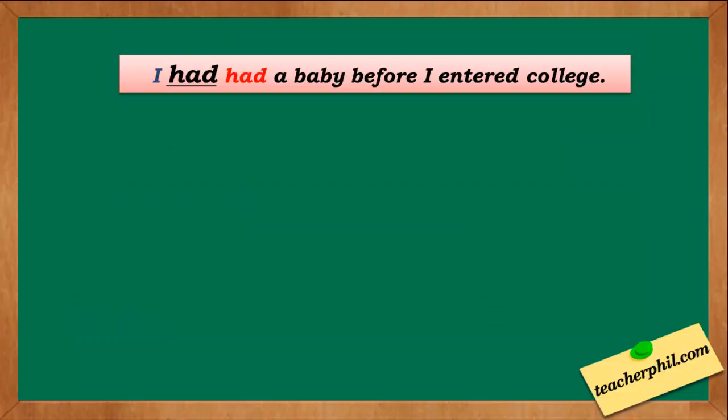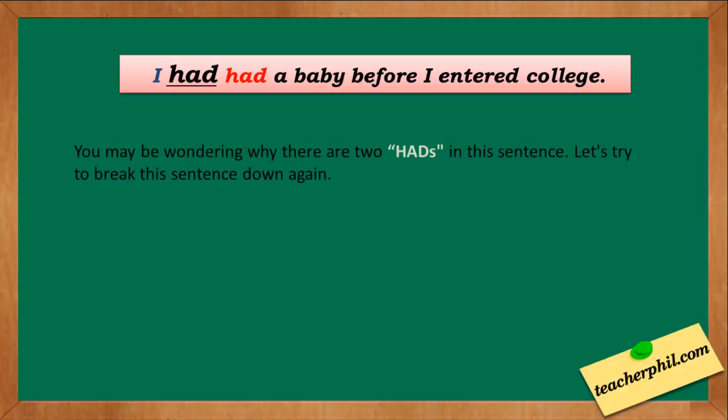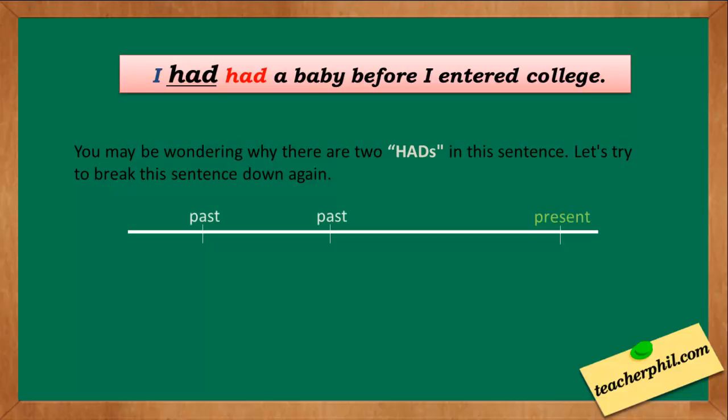The last example: I had a baby before I entered college. You may be wondering why there are two heads in this sentence. Let's try to break this sentence down again. The present and the two past events. The first event is, I had a baby, and the second one, I entered college.